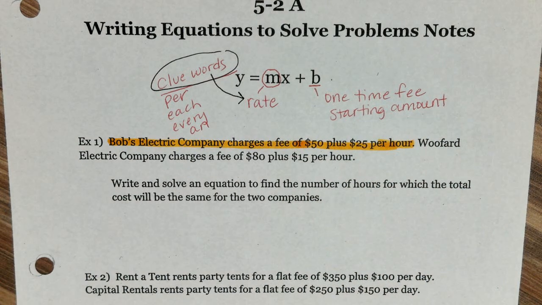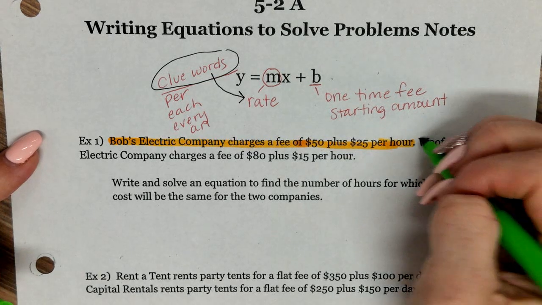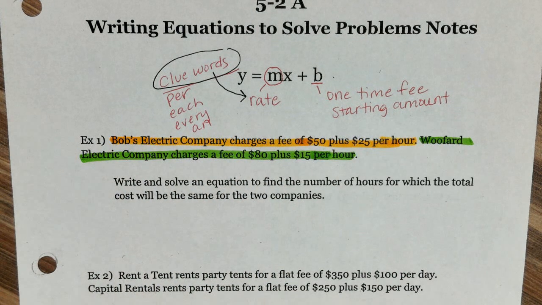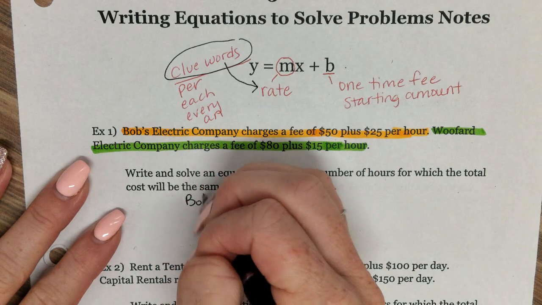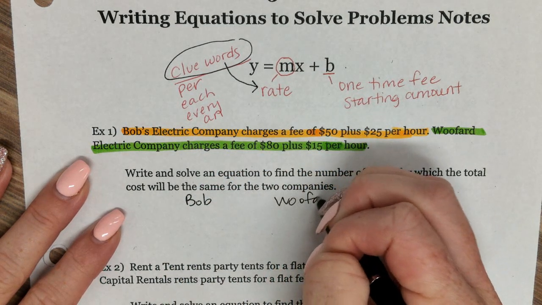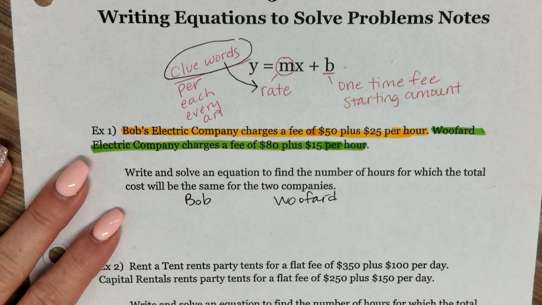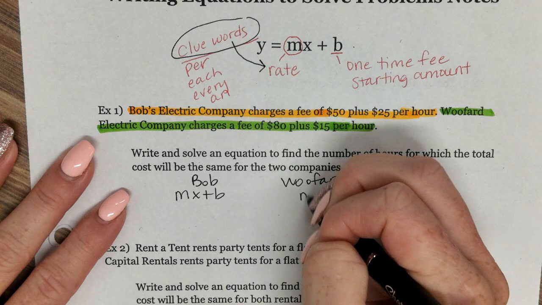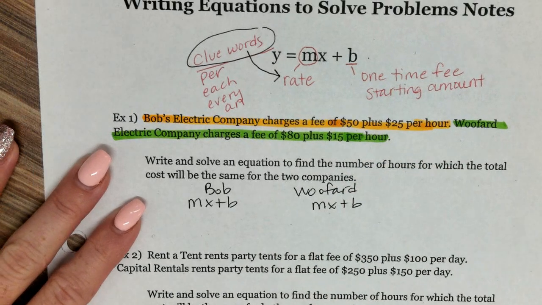Now again, if you don't have a highlighter, maybe use a red pen you could underline, and a pencil the other one. And Wolford, I'm going to do green. And I promise y'all this is super easy. Basically, I'm going to do Bob on one side, and I'm going to do Wolford on the other. And Bob's going to have an mx plus b, and Wolford's going to have an mx plus b.